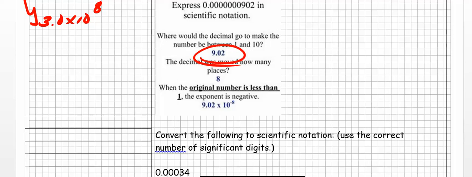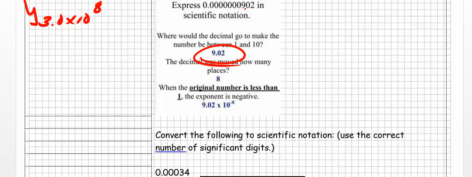Now, how many times did I move the decimal to the right? Well, I moved it 1, 2, 3, 4, 5, 6, 7, 8 places to get it into the 9.02 position. So how would I write the number in scientific notation? Remember, I moved it over to the right because it was a very small number. So I would write it as 9.02 times 10 to the negative 8.